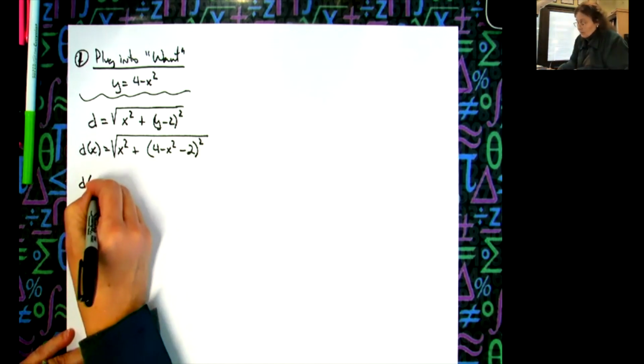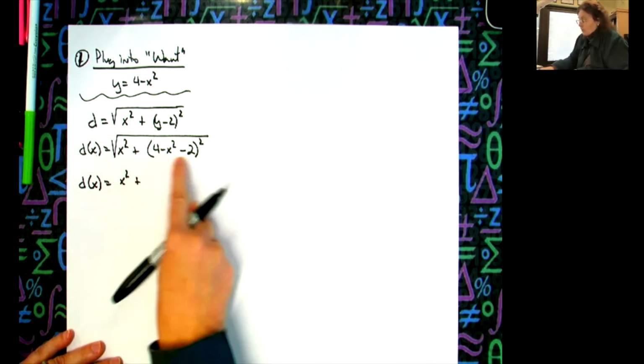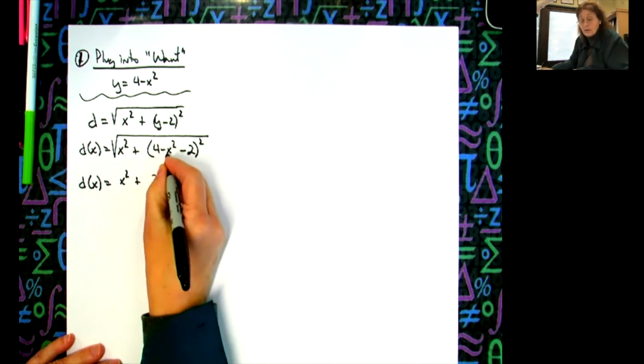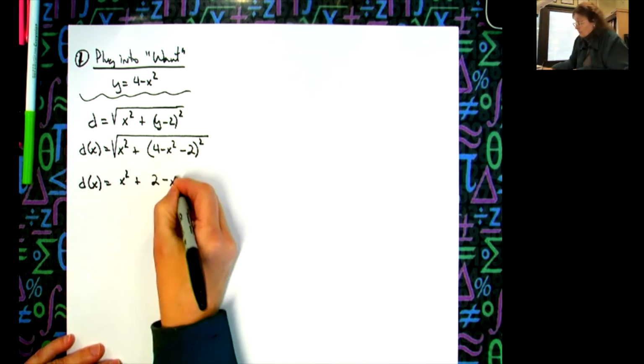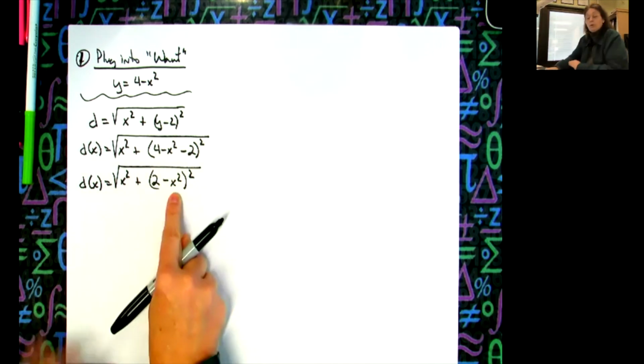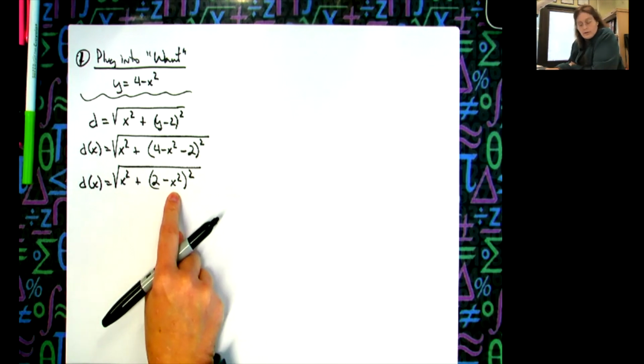So I'm going to have d of x is equal to x squared plus 4 minus that 2 right there is going to give me a 2. I'm going to go ahead and leave it in front because the x squared is negative. That's not normally how we write binomials, but with that being a negative in front of that x squared term, I definitely want to write it like this.